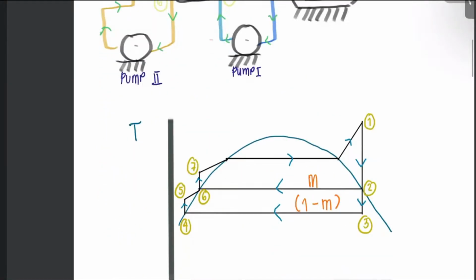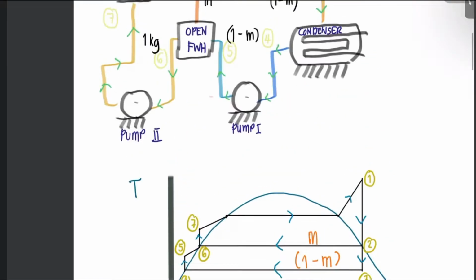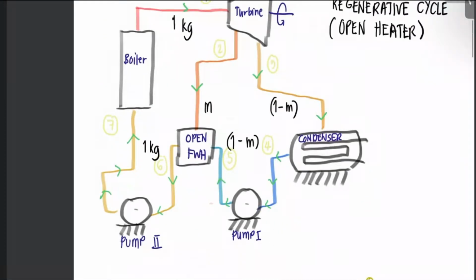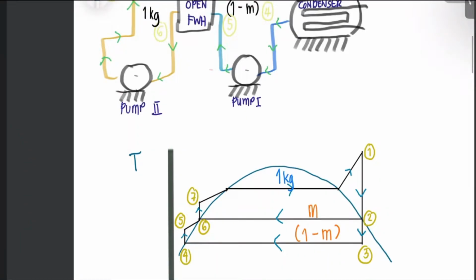Ayan. So, this is now the TS diagram. As you can see, from process 7 to 1, that is the boiler. Dito yung class, nakalimutan ko yung 1. Ayan, sulat natin dito yung 1 kilogram mass entering. So, this is 1. Considering that is a 1 kilogram mass.